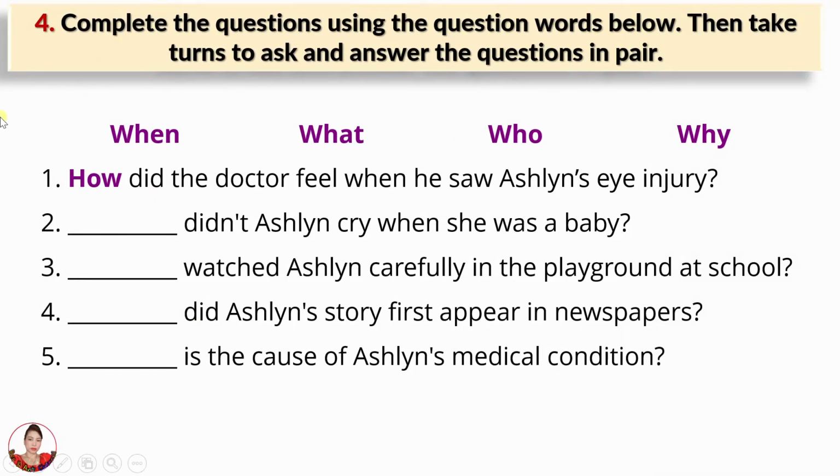So, number 2. Why didn't Ashlyn cry when she was a baby? Number 3. Who watched Ashlyn carefully in the playground at school? Number 4. When did Ashlyn's story first appear in newspapers? Number 5. What is the cause of Ashlyn's medical condition?